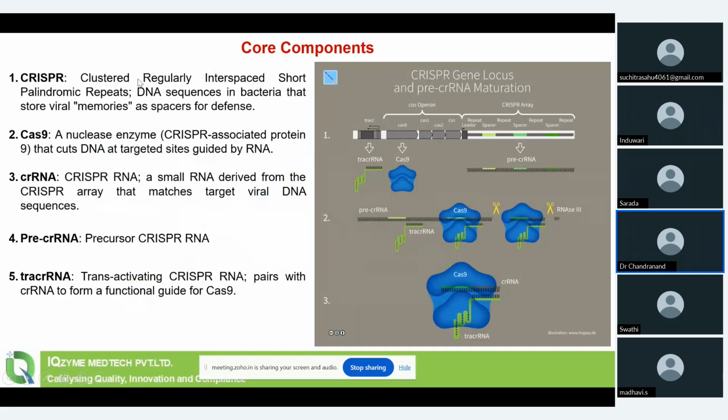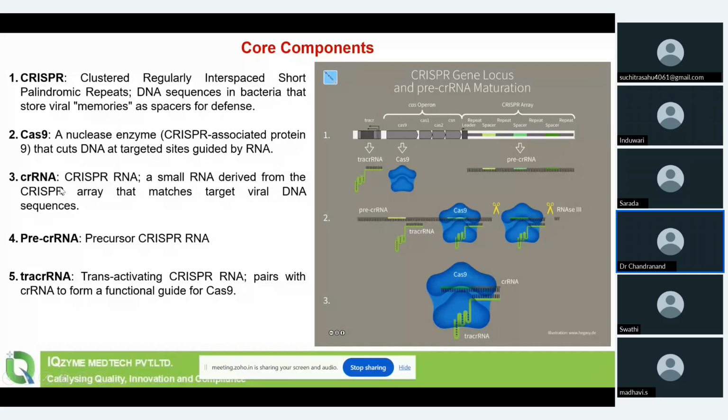So the core components are CRISPR, which I said earlier. It's a gene sequence which repeats over the sequence of the bacteria or the piece of DNA sequence which we are interested to study. Cas9, it's an enzyme which is required to cut the DNA at specific sites guided by the RNA.